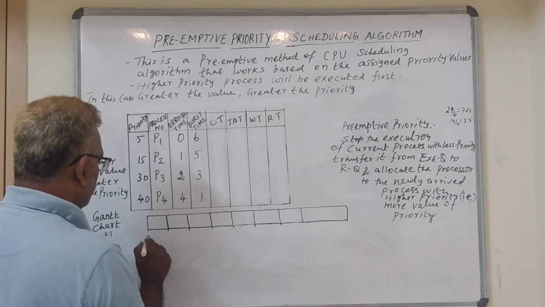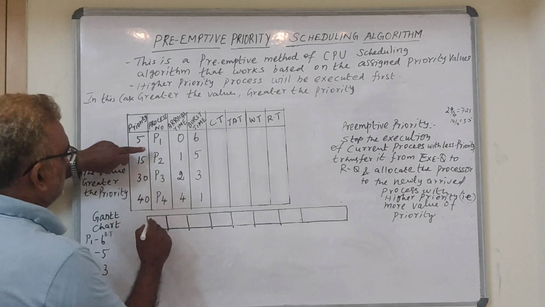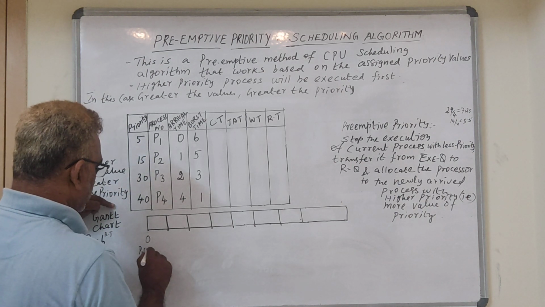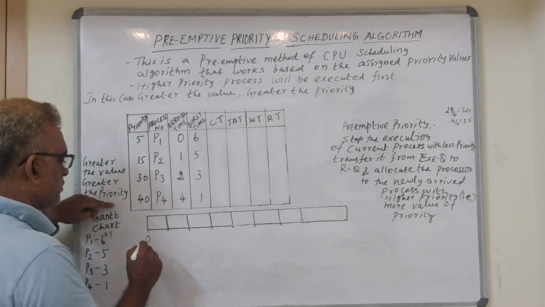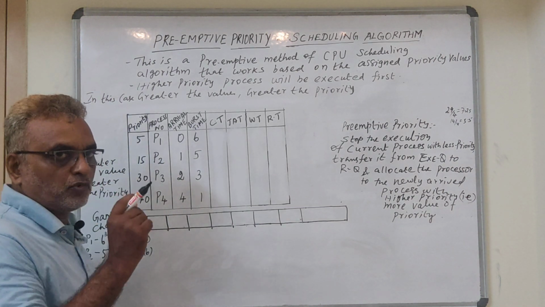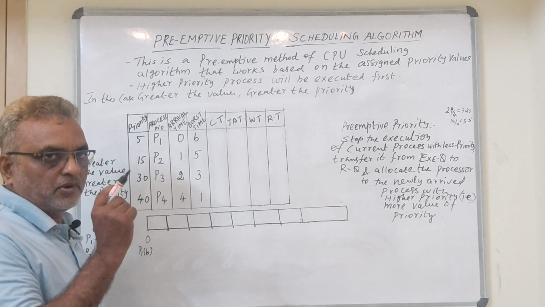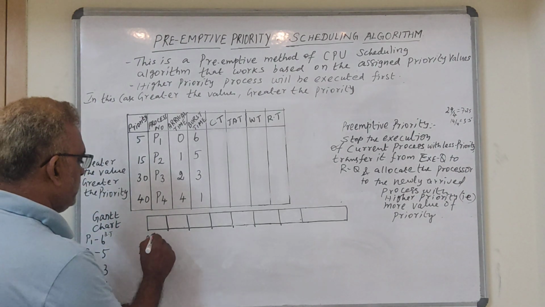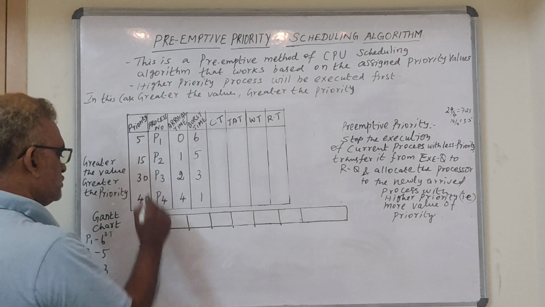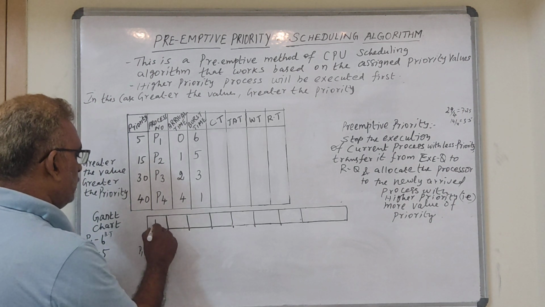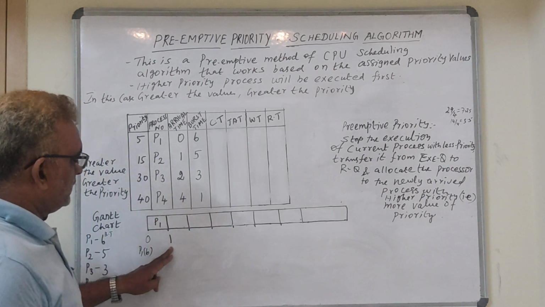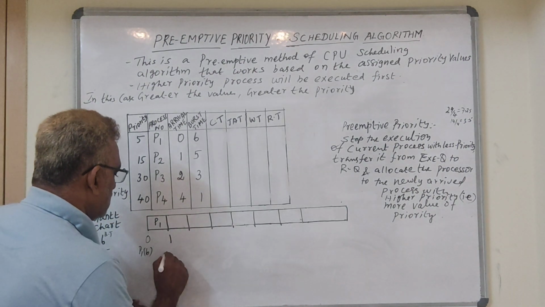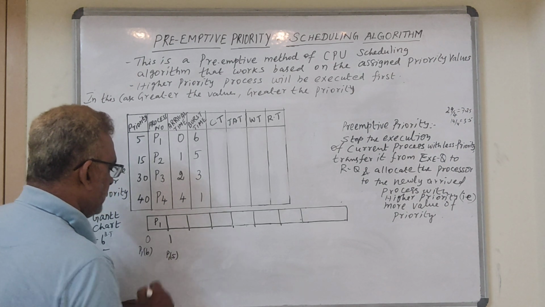At time 0, the first process, P1, enters with a burst time of 6 milliseconds. Initially a very small time quantum is given to all the processes, in this case 1 millisecond. So 1 millisecond of time is given to process 1. Now at time 1, process 1 has completed 1 millisecond of its execution, so its remaining burst time is 5 milliseconds.